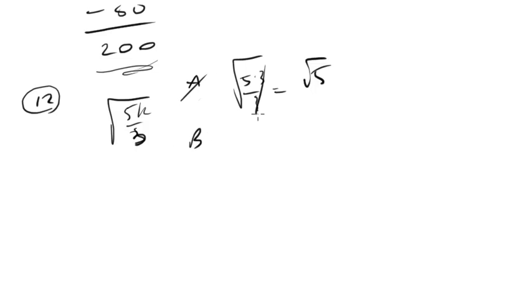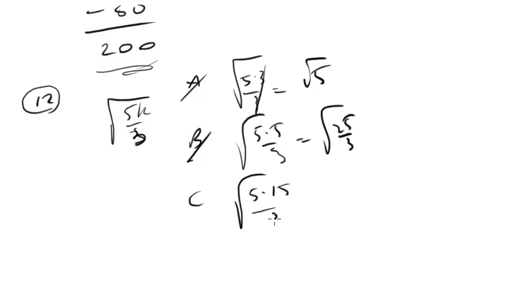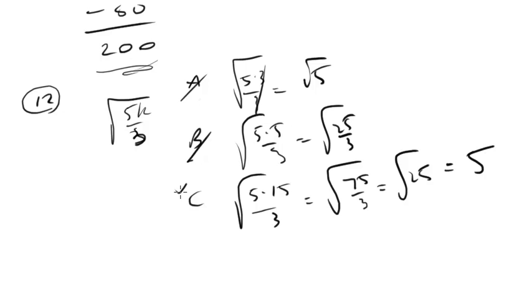B, 5. Root of 5 times 5 over 3 is root of 25 over 3. That is also not an integer, no good. C, root of 5 times 15 over 3. That's going to be root of 75 over 3, which is root 25. That is just going to be 5. That is an integer. We're done. We just want the least value of k, which in this case is 15. So C is going to be your answer.